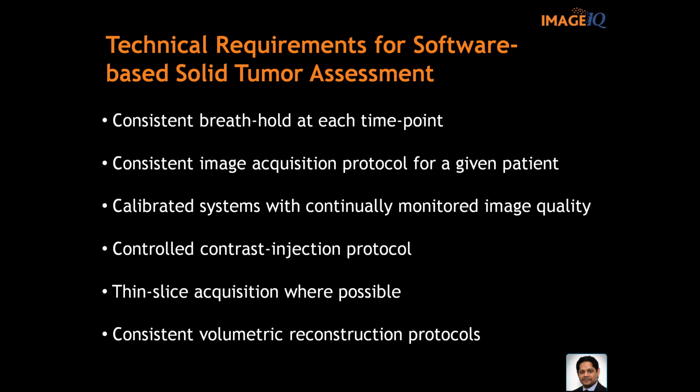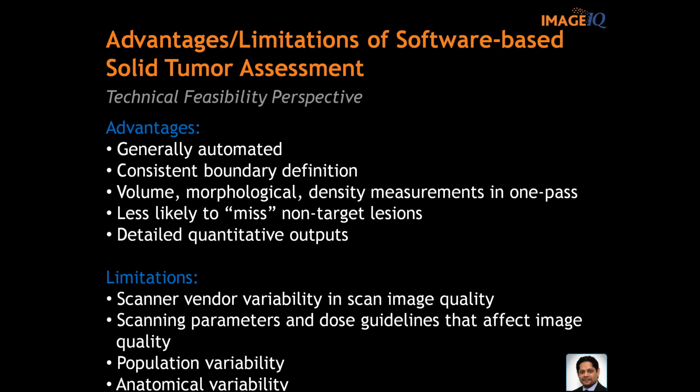So what are some of the advantages and limitations of using software? I alluded to some of these before. The advantages are that it is automated and there's less bias in terms of defining boundaries. There are some algorithms that require seeding with input from an observer, which is fine too, because in the end you're actually having the software define the boundaries. You get all of those measurements that I showed you before all in one pass. You don't have to go back and remeasure things.